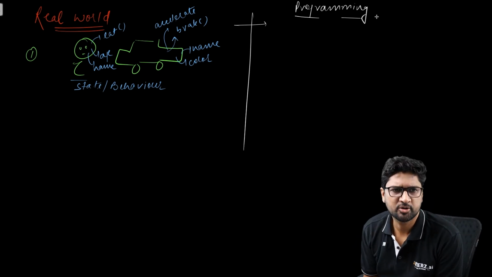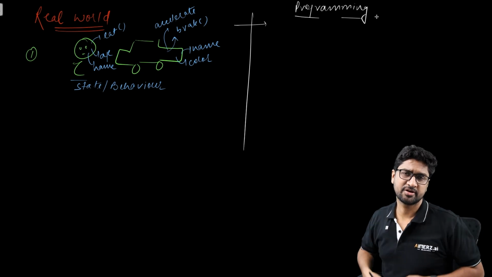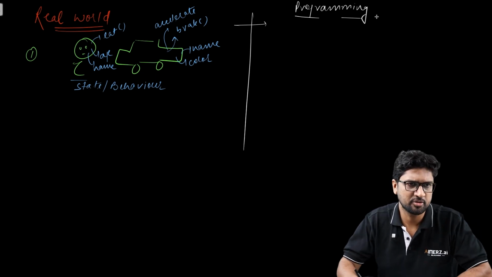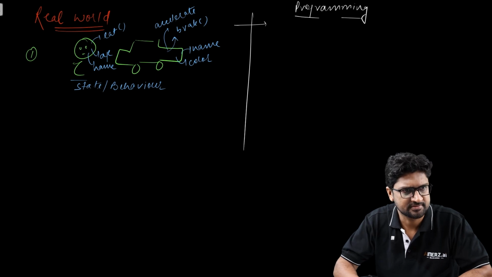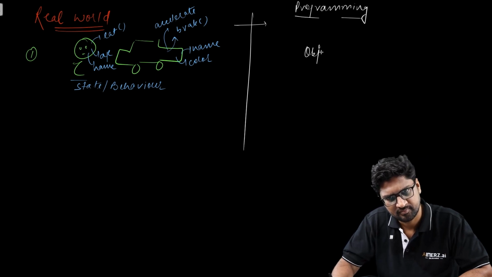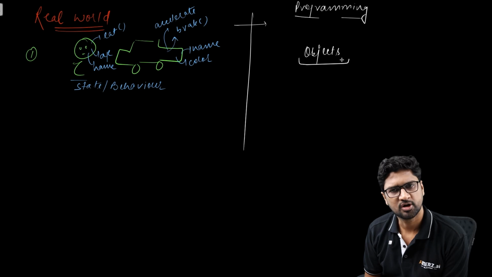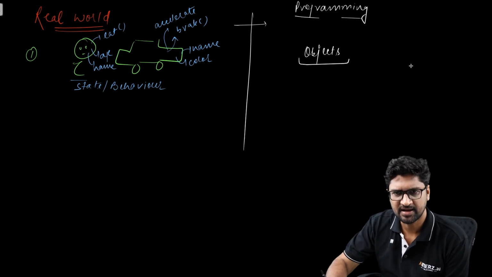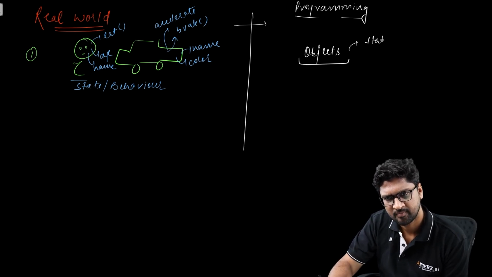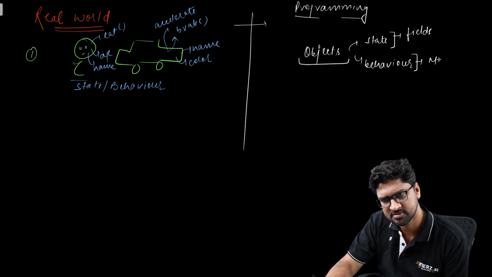So in the world of programming, to represent these real world entities, object-oriented programming languages like Java have introduced a concept called objects. An object is basically the personification of these real world entities, living or dead, in the world of programming. And the object says that I will also have a state and I will also have a behavior. I will represent state in the form of fields, and the behavior with the help of methods.